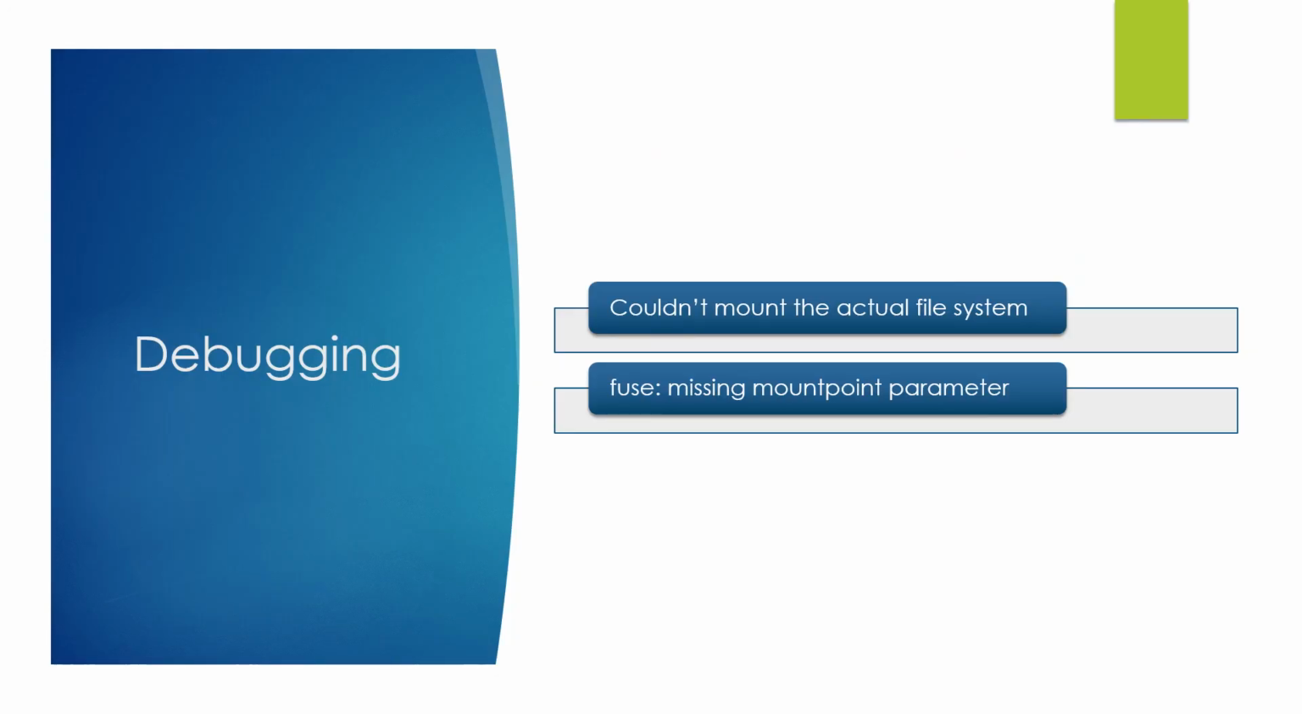Everything went well up until the point of mounting the file system. I got an error that said Fuse missing mount point parameter. I did some research but didn't find much, except that it's been reported as a bug in some cases. It's a really simple file system, so I like to think that it would have worked if I could have mounted the actual file system.